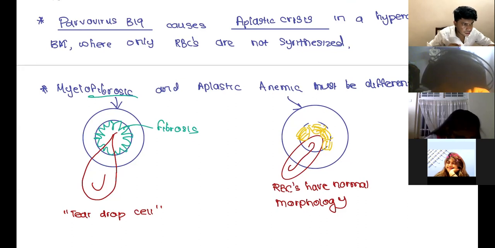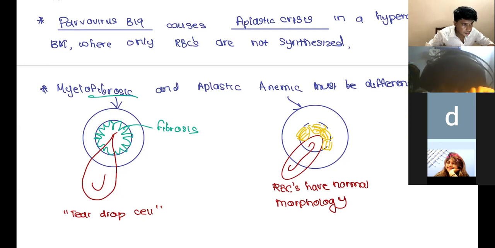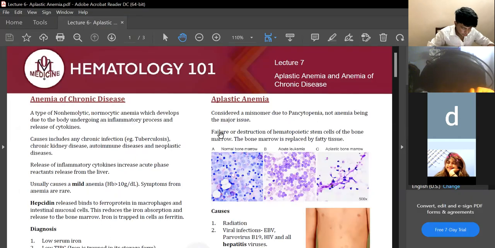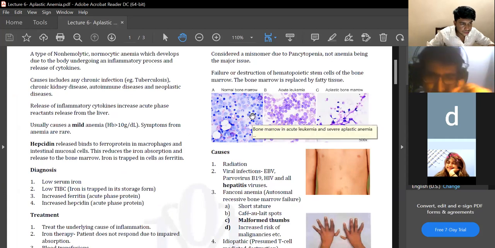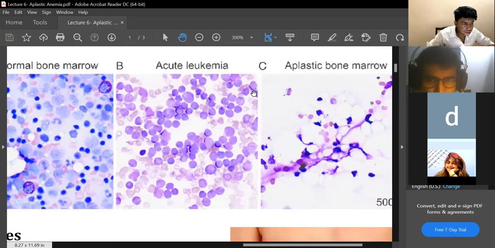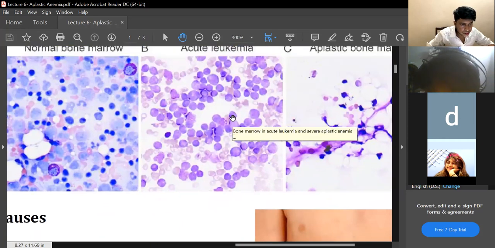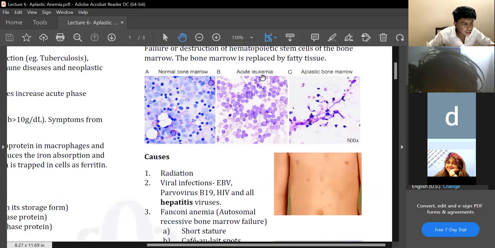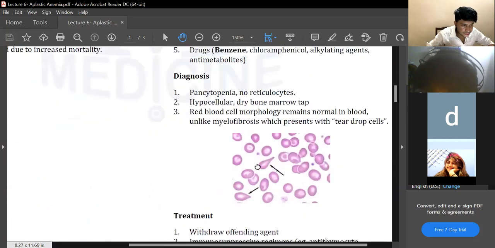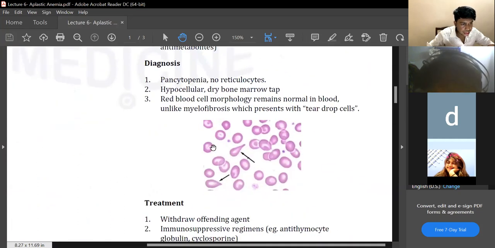Check the skeletal note. Let me share it with this. You guys can see, right? Check the normal bone marrow. And check the aplastic bone marrow. You can see all these white fat globules. We are not going to talk about the leukemia cells, but we are going to do it later on. And here you can see the teardrop cells, which you find in myelofibrosis.